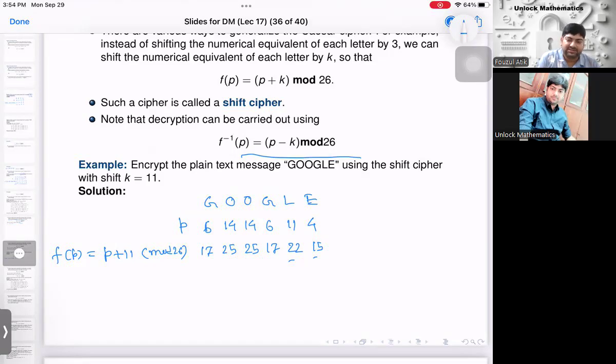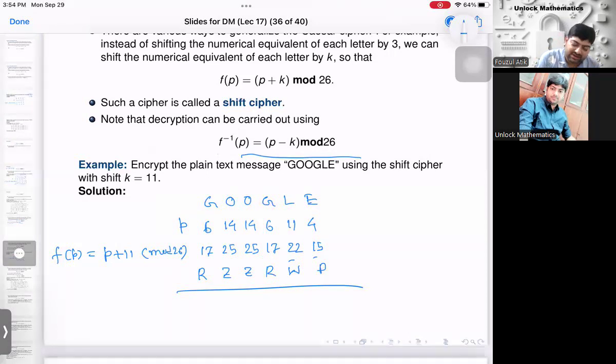Then you can also see that 17 was represented by R, Z, Z, 17 is again R, then 22 was W, then 15 was P. So this is the secret message if you shift the letters using the shift cipher with K equal to 11.